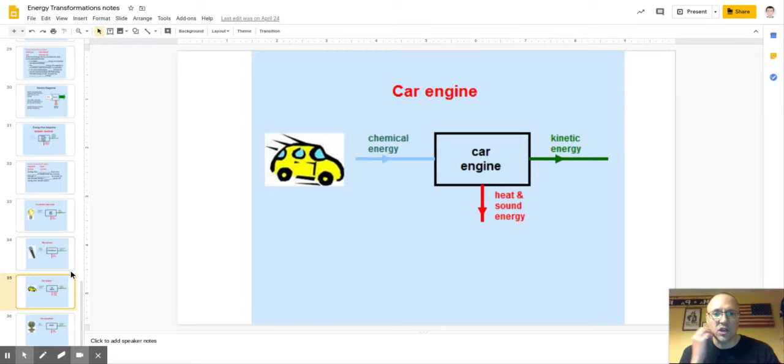Car engine, again, we're just talking about the engine. Chemical energy goes in. Kinetic, the spinning of the engine, which is converted into turning the tires and doing everything else. Heat and sound energy, it's a lot of heat that's given off. And of course, the engines make noise.